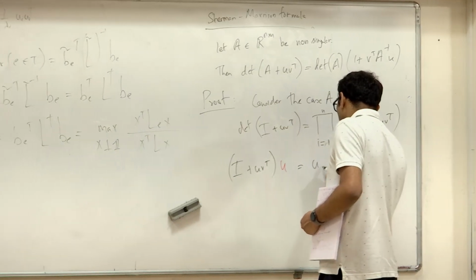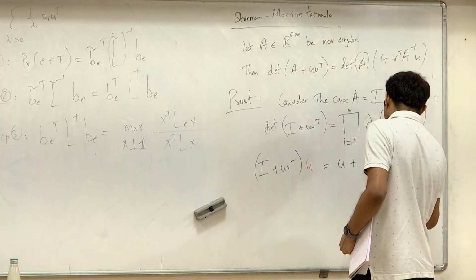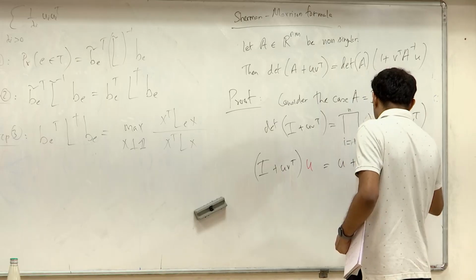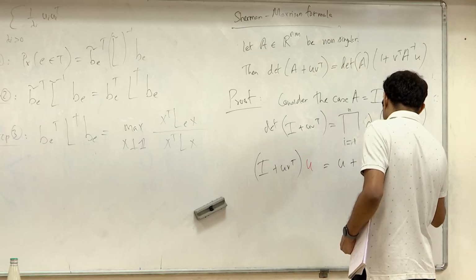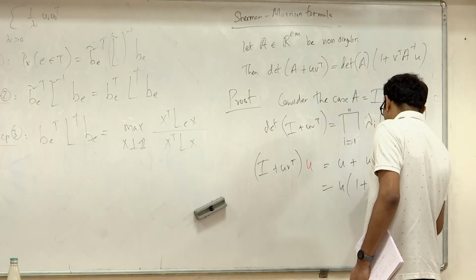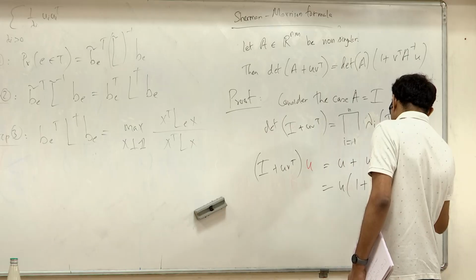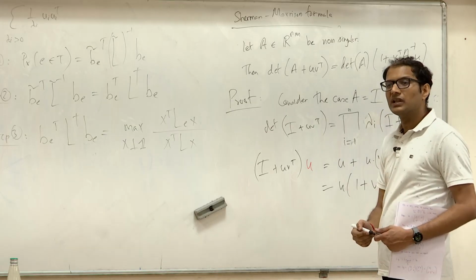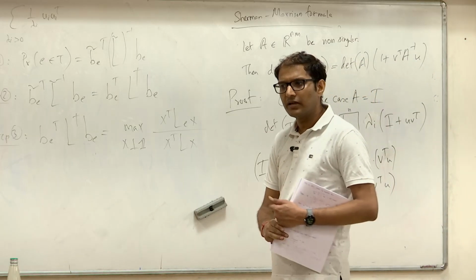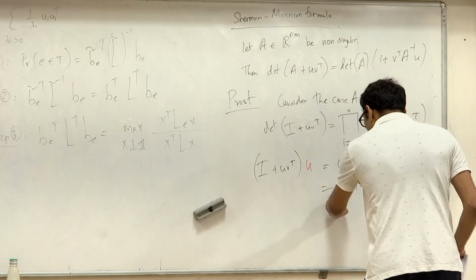This is equal to u plus u times v transpose. I'm sorry, u plus v transpose u. Right? This is u times 1 plus v transpose u, so I'm factoring u out. U is an eigenvector. Okay? U came out parallel to itself. So maybe I will write u in red here.